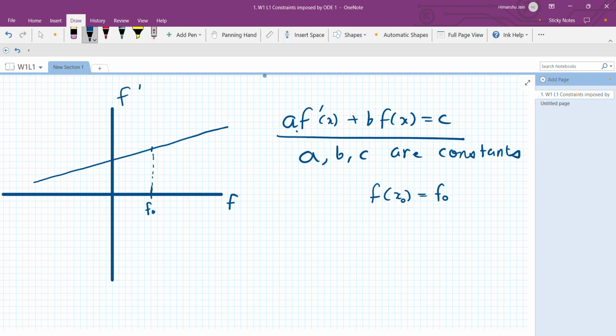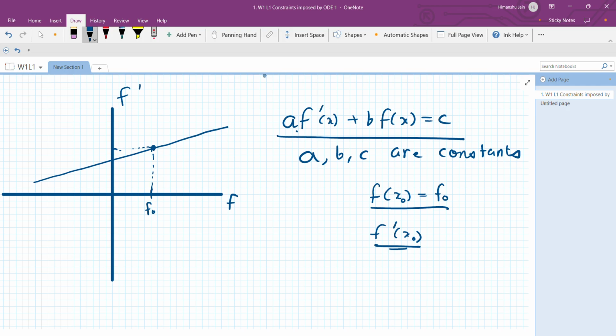Now because at x naught the value of the function is f naught, then f dash of x naught can't take any arbitrary value. It has to take the value such that this relation is satisfied. So we can see that f dash has to take this value. So this is our starting point.